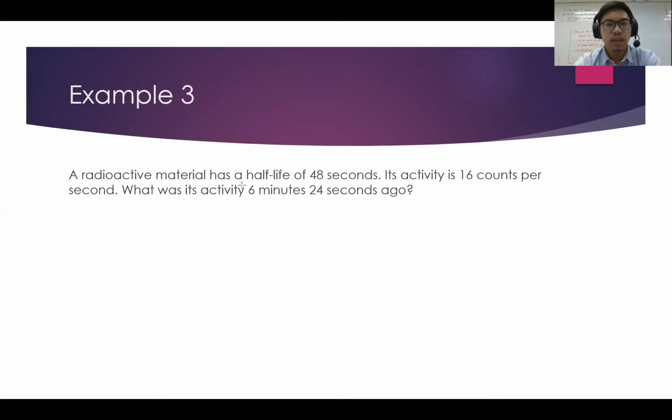So let's underline the key information here. Half-life of 48 seconds, and its activity is 16 counts per second. So that is the activity now. What was its activity 6 minutes 24 seconds ago? Okay, let's do this example.